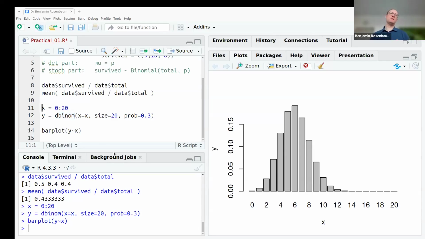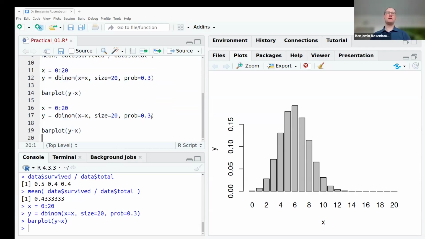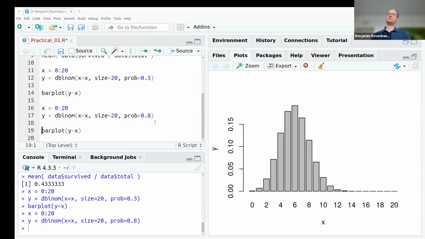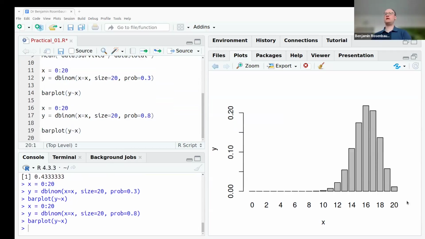The same thing if you had a higher survival probability, for instance, let's say 0.8. Then we get another distribution here. And again, this is limited by 20 because the population only has 20 individuals. Okay, if we know the parameters, we can calculate the probability of the data.